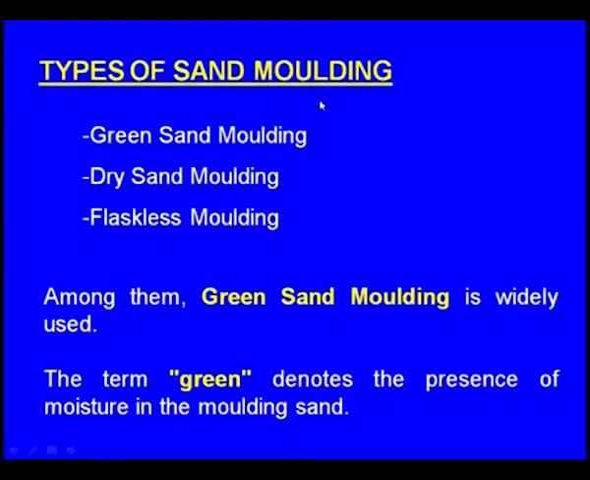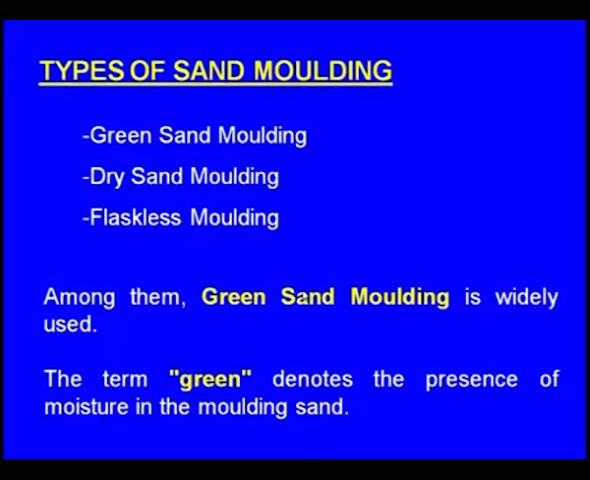Now we will see the conventional sand molding process, that is the sand molding. Now the types of the sand molding. The basic types of the sand molding are the green sand molding, dry sand molding and flaskless molding. Among them, green sand molding is widely used.